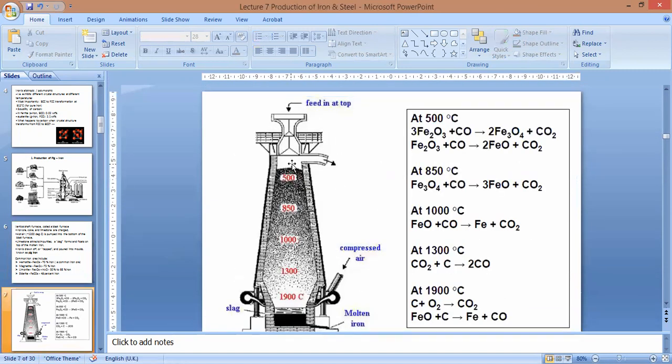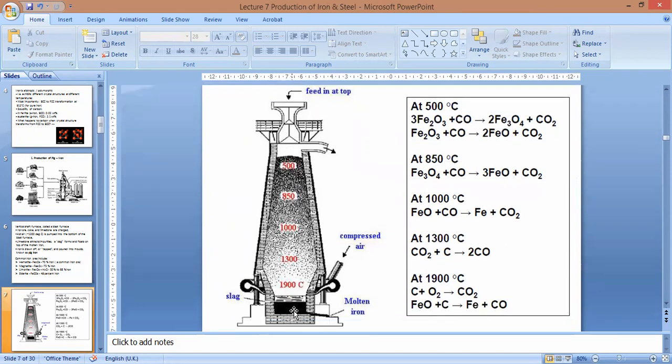Okay, so these are the temperatures in the blast furnace. As your hot air is pumped, your feed is from the top here and your exhaust gases go out this way. So compressed air comes through and your molten iron is collected through this outlet. Whatever is coming here on top is slag. These are just impurities that are skimmed out on the left side.